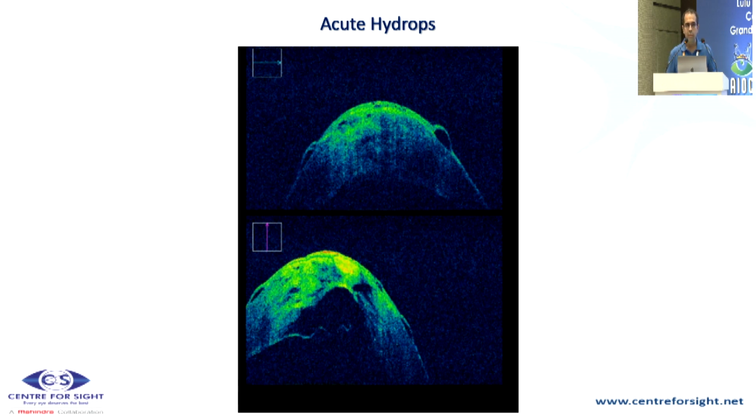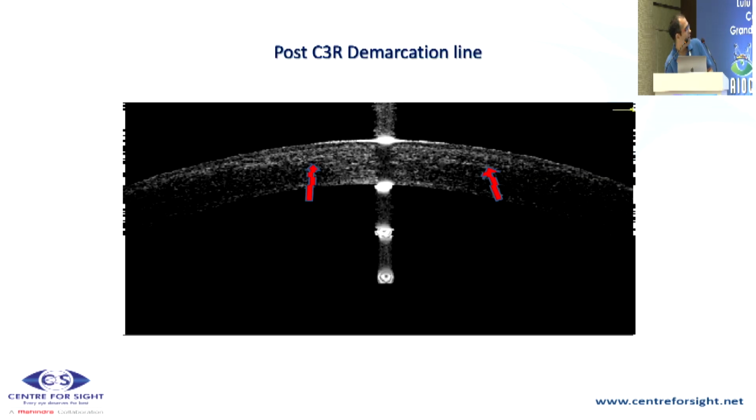We can also use the AS-OCT to see a post C3R demarcation line. You can see this line, this shows the demarcation. So it's very important to differentiate a post C3R and a post PRK demarcation line. This gives us a good idea whether a C3R has worked or not.